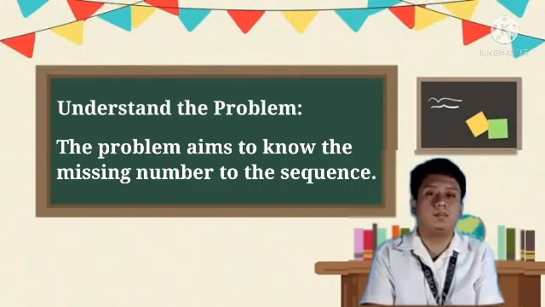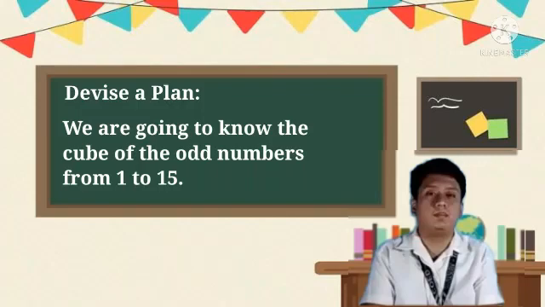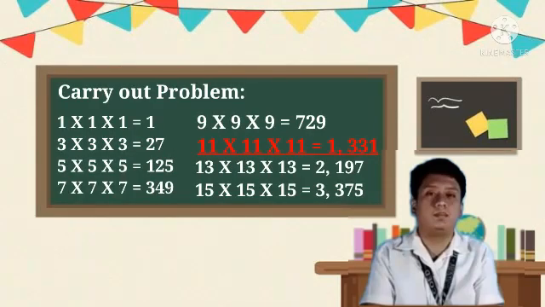In solving this kind of problem, we should first understand the problem. The problem aims to know the missing number in the sequence. Second, we should devise a plan. We are going to know the cube of the odd numbers from 1 to 15. Third, we should carry out the plan. In carrying it out, we should know the cube of the odd numbers from 1 to 15.